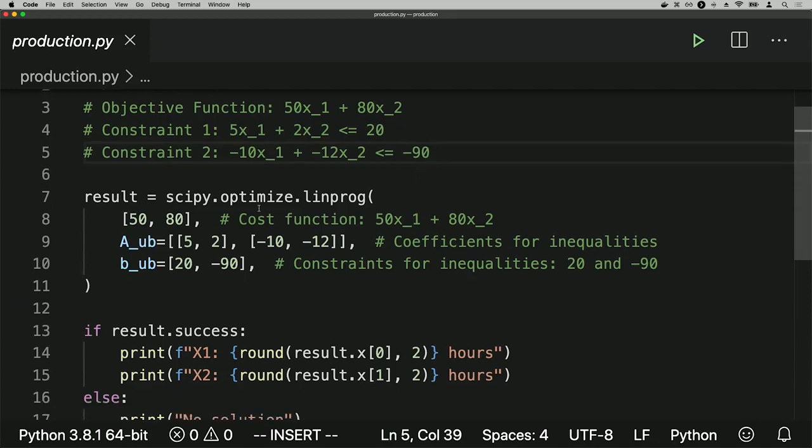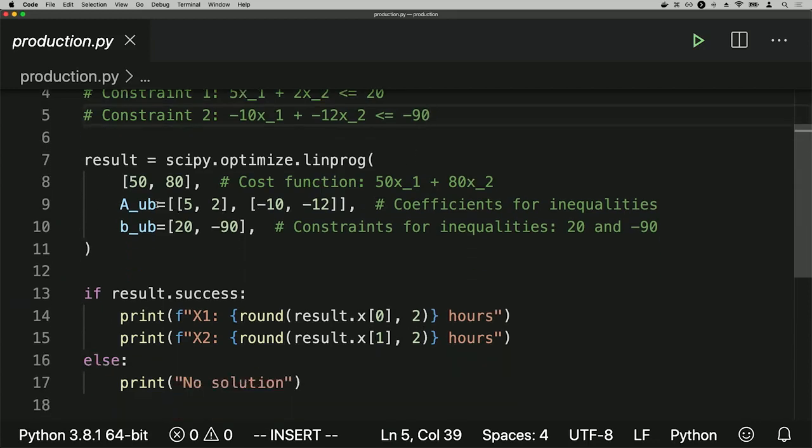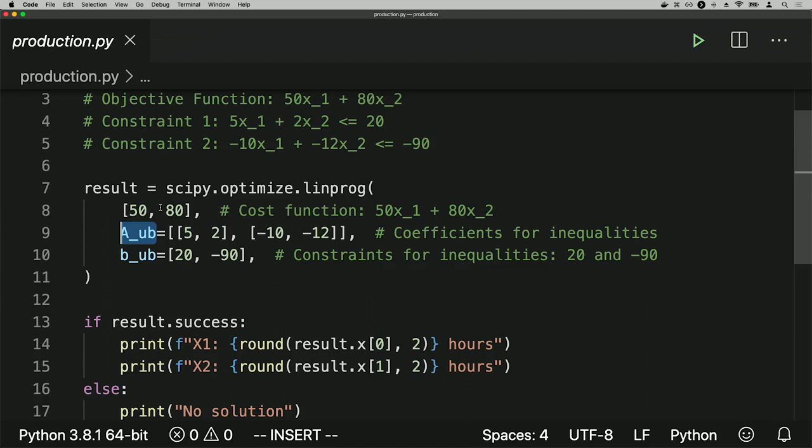And so SciPy expects these constraints to be in a particular format. It first expects me to provide all of the coefficients for the upper bound equations, UB is just short for upper bound, where the coefficients of the first equation are 5 and 2, because we have 5x1 and 2x2. And the coefficients for the second equation are -10 and -12, because I have -10x1 plus -12x2. And then here, we provide it as a separate argument, just to keep things separate, what the actual bound is. What is the upper bound for each of these constraints?